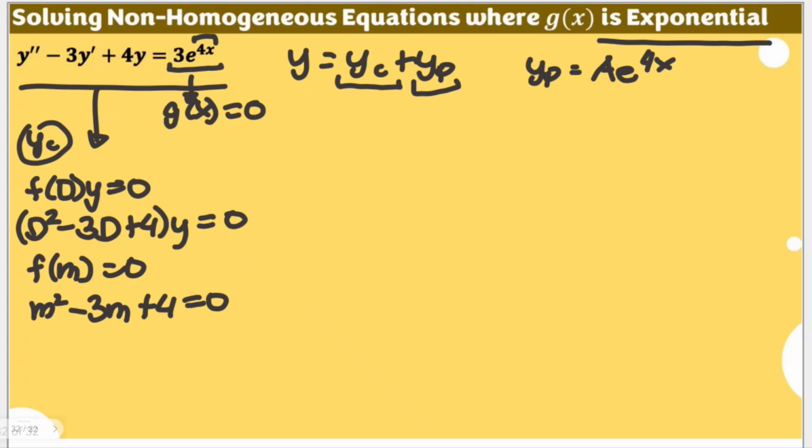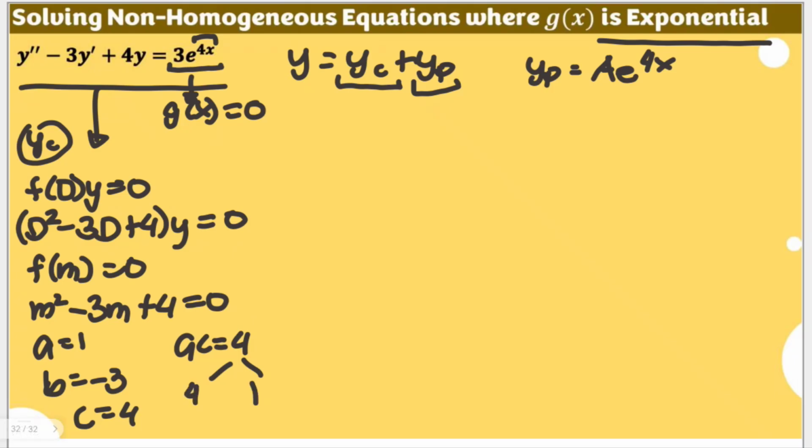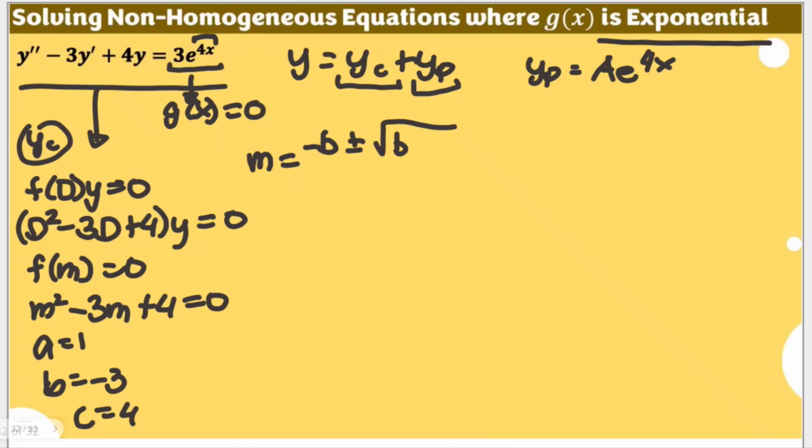Our a here is 1, b is minus 3, and c is 4. Can this be factored? Your ac is 4. Factors of 4 that when added result in negative 3: 4 times 1 gives a sum of negative 5, and 2 times 2 is also 4 with a sum of negative 4. So the factoring method cannot be used. So again, we'll be using the quadratic formula. Instead of x, we'll have m is equal to negative b plus minus the square root of b squared minus 4ac all over 2a.